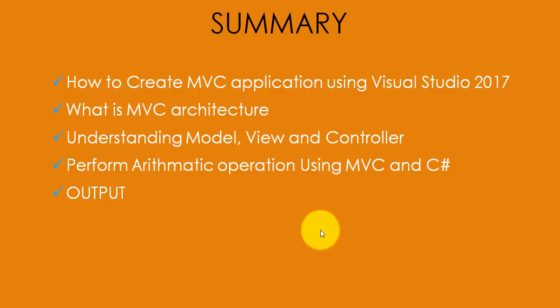So now, what have we learned till now? In the summary part, I have shown how to create an MVC application using Visual Studio 2017, what the architecture is, and what the relationship between model, view and controller is, which you can get from my last video on MVC in C#, how to know the installed version of MVC, and how to know the assembly version of MVC. And in this session I repeated these three parts, including how to perform arithmetic operations in this video and what the output is.